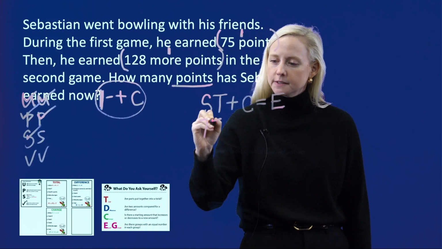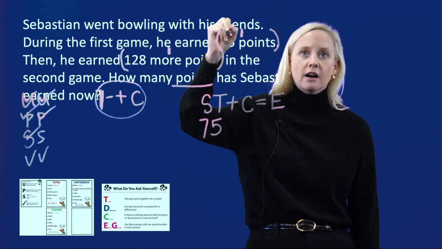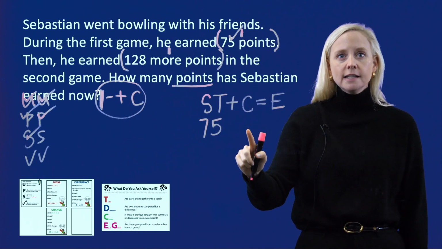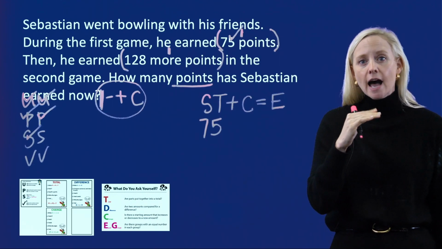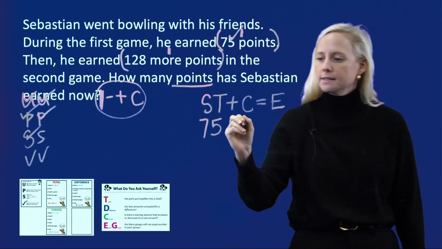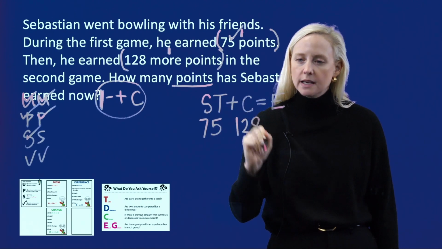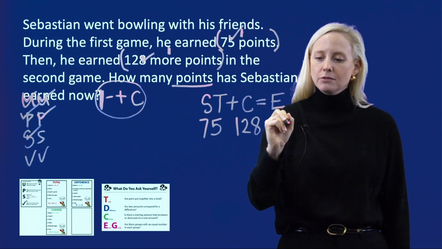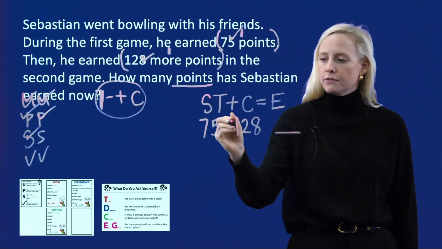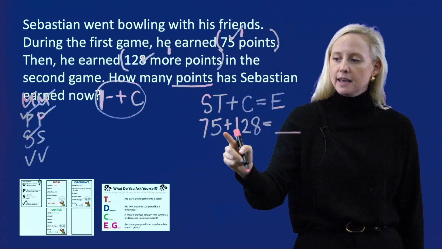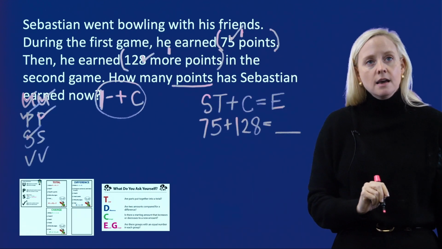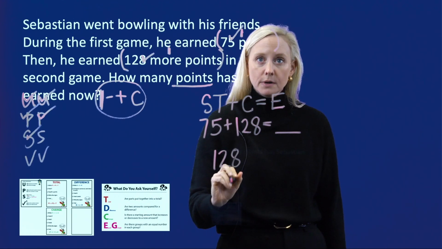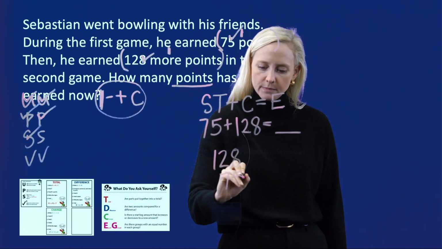I know he started with 75 points. I'm going to check off that number. I always like to check off the numbers after I use them. The next number is the change. Well, the change that happened was that he earned more points. And I know he earned 128 more points, so I'm going to check that off here. I don't know my end amount. That's what we're looking for. So I'm going to go ahead and put a blank and I'm going to add my signs. Now here we always want students, if we have greater numbers like this, we want them to line it up.